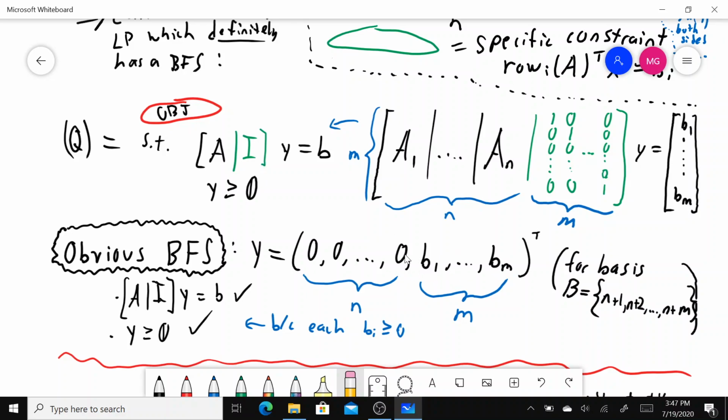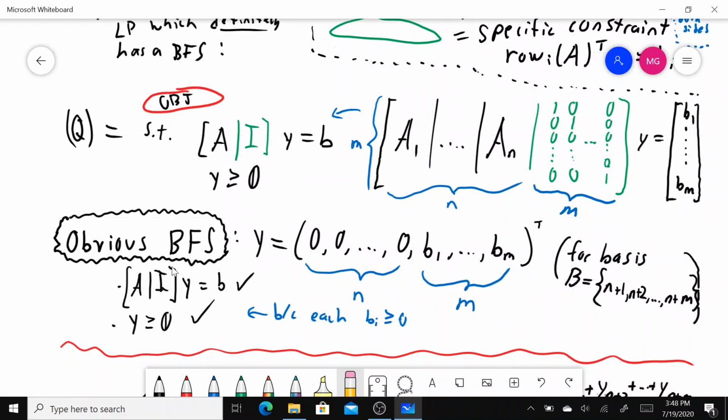So it's feasible, of course. It's basic feasible because it's for the basis corresponding to the columns of this identity matrix. They come after the first n columns, so it starts at column n plus 1, then n plus 2, and on, up to n plus m. So those are the indices of the columns for this basis that this vector y is a basic feasible solution of. And yeah, it satisfies the two criteria, as we've already explained.